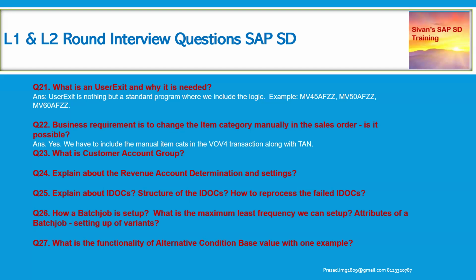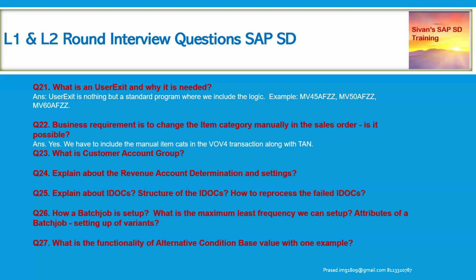If you have maintained item categories other than TAN, the standard item category, such as TAB, TAK, TAC, TAP, TAE, then the user is allowed to maintain or change the item category, whatever is required, while creating the sales order. If only one is maintained, that is the standard item category TAN, then the user cannot manually change it. The system will throw an error.